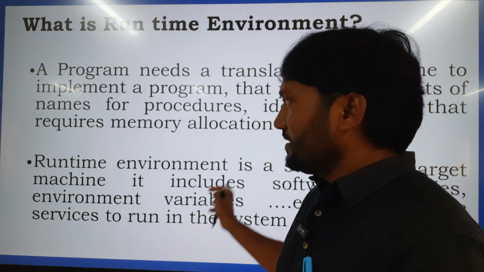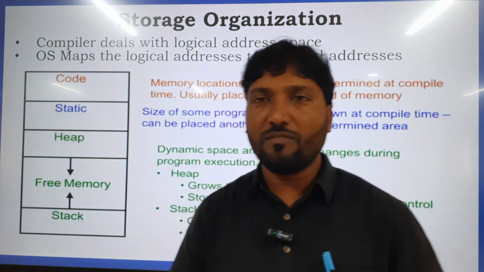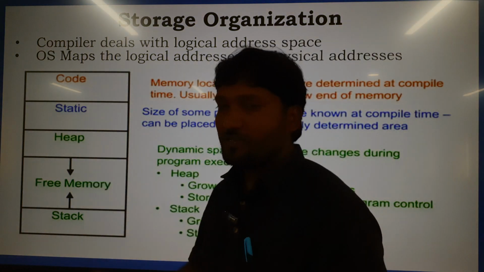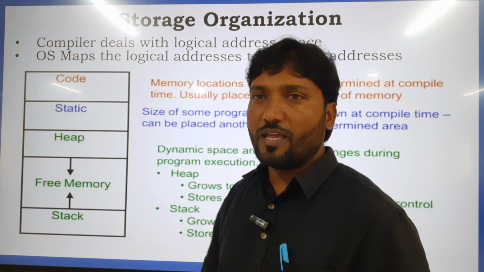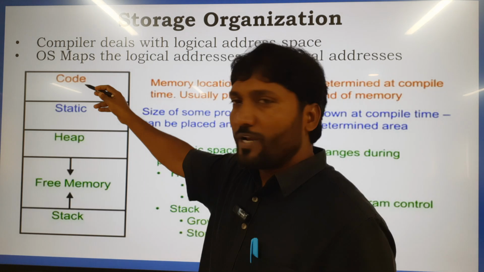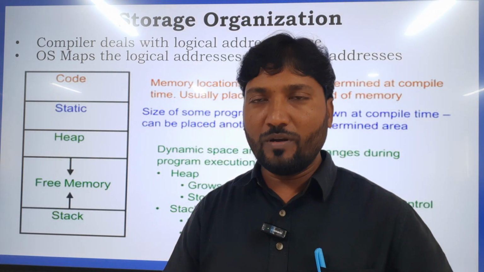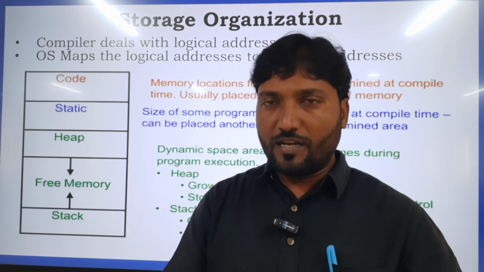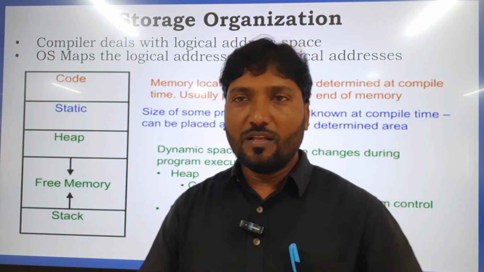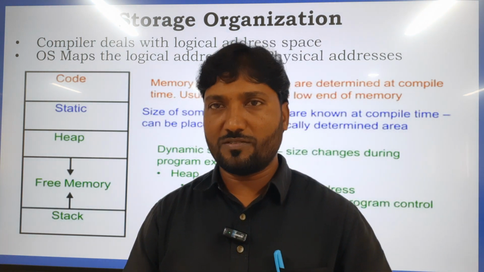The main memory can be divided into 4 parts. The first one is code, the next one is static, the third one is heap, and the fourth one is stack. So, once again: the code area, and second, static variables or global variables, that means static memory allocation. The other two are heap memory and stack memory. The heap and stack memory are considered dynamic memory allocations.